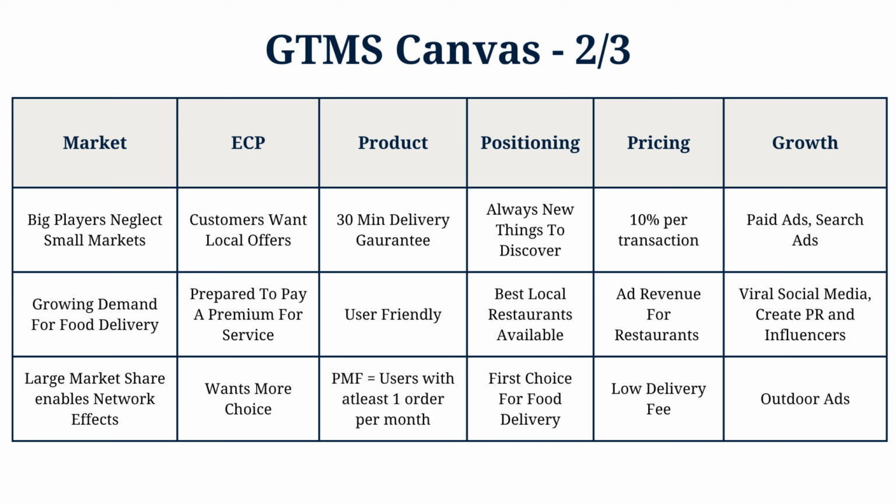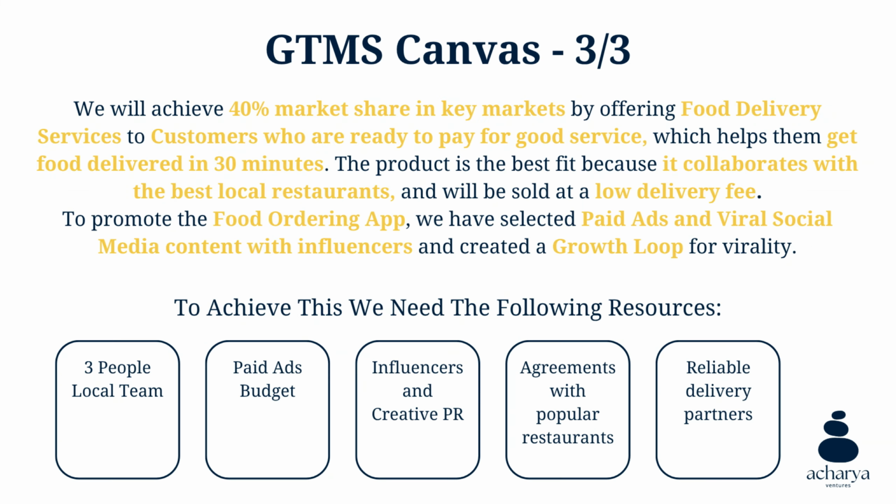Now, if we were to summarize the entire thing into the 3 lines of the GTMS canvas, this becomes the GTMS line for the food delivery app. All of these things that are highlighted have already been decided in the past 2 frameworks. We will achieve a 40% market share in key markets by offering what? The product. Food delivery services to who? The customer profile. Customers who are ready to pay for good services, which helps them get what? The unique value proposition. Get food delivered in 30 minutes.